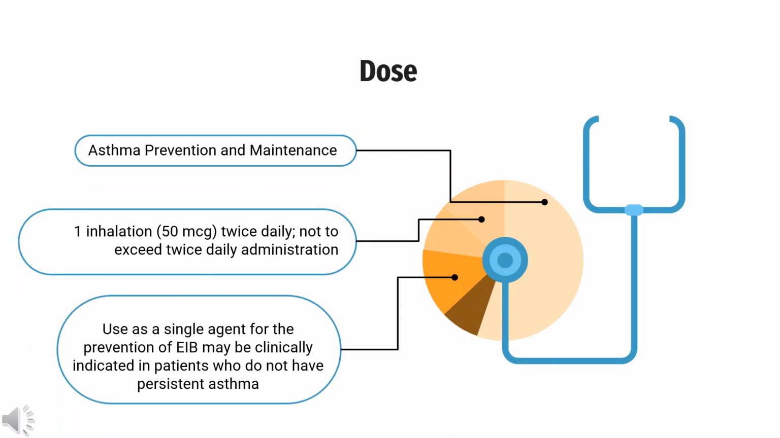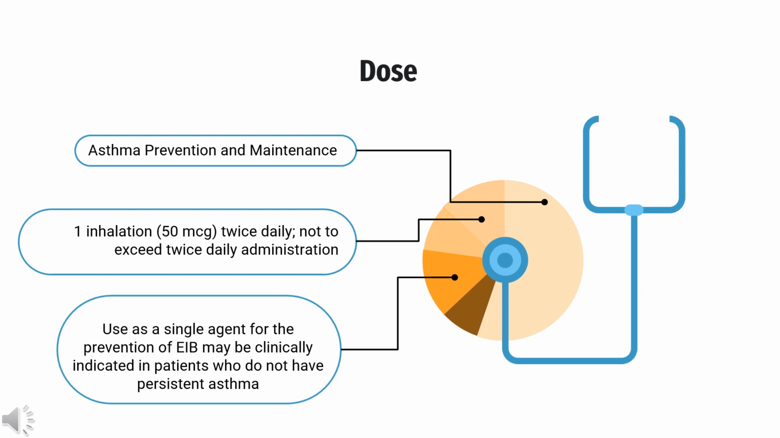Dose. Asthma prevention and maintenance. Administer as additional therapy for patients currently taking but inadequately controlled on an inhaled corticosteroid, ICS, not for patients whose asthma is adequately controlled on low or medium dose ICS. One inhalation, 50 micrograms twice daily, not to exceed twice daily administration. COPD maintenance. One inhalation, 50 micrograms, twice daily, not to exceed twice daily administration.